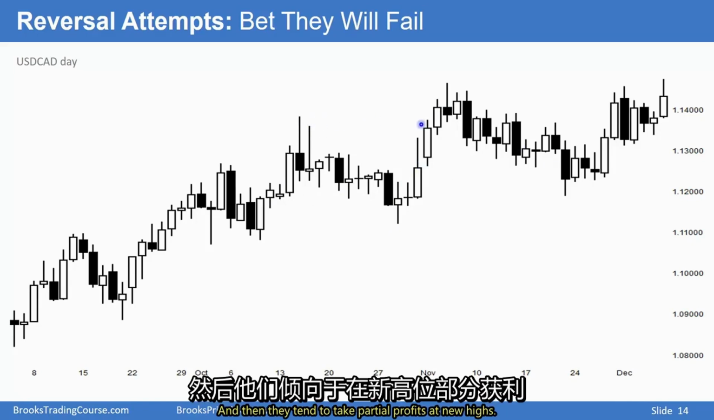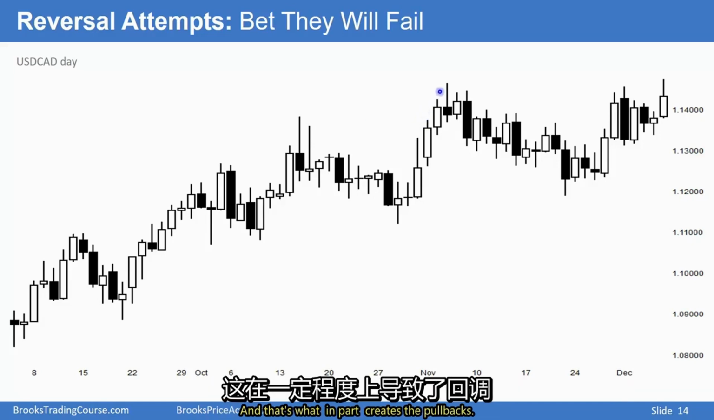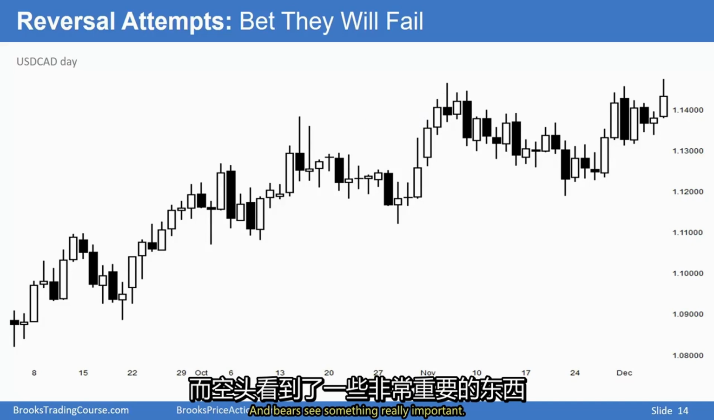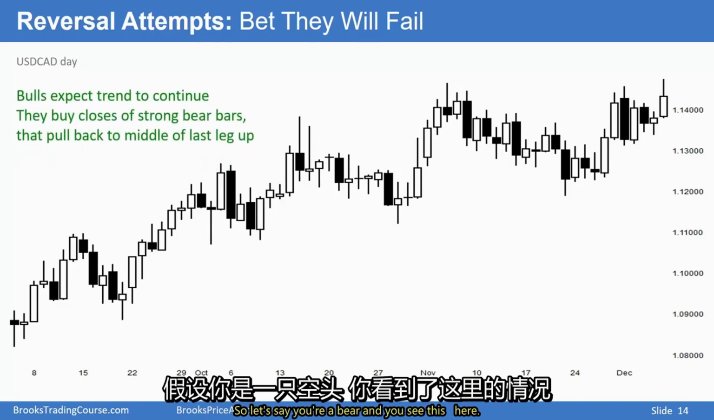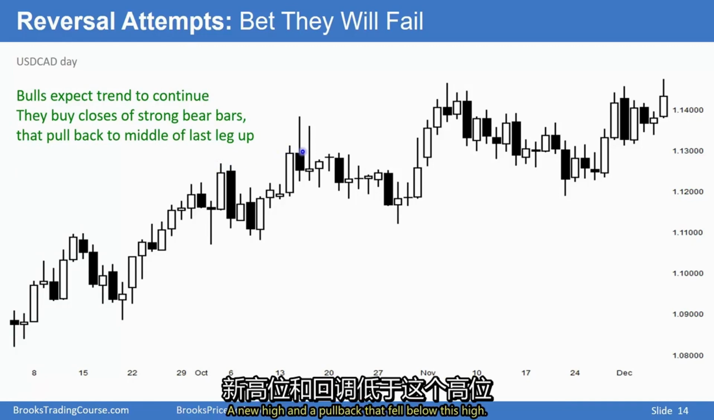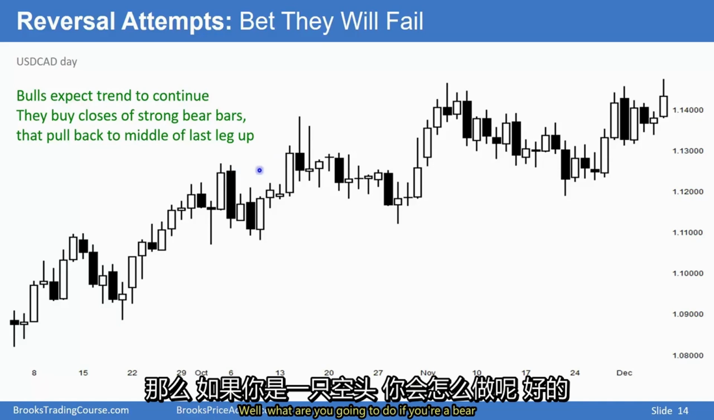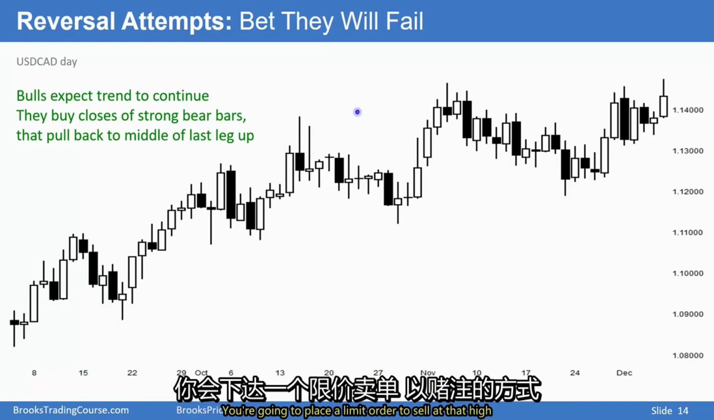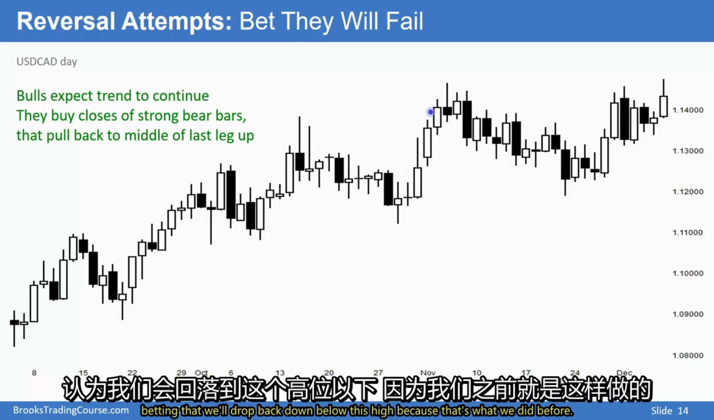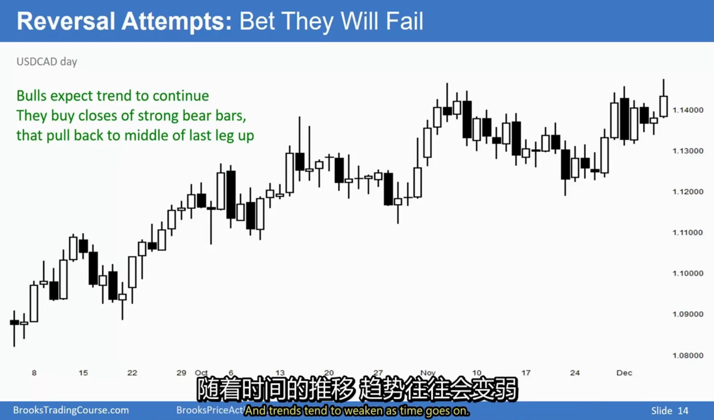And then they tend to take partial profits at new highs, and that's what in part creates the pullbacks. And bears see something really important. So let's say you're a bear and you see this right here. Okay, a new high and a pullback that fell below this high. Well, what are you going to do if you're a bear? Well, you'll see this high. You're going to place a limit order to sell at that high, betting that we'll drop back down below this high, because that's what we did before, and trends tend to weaken as time goes on.